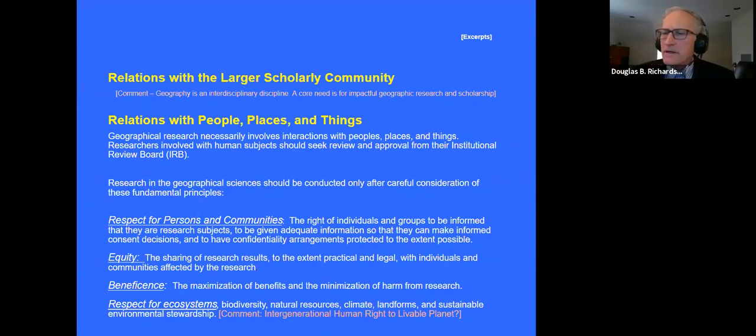Our guidelines here also go on to state that research in the geographical sciences should be conducted only after careful consideration of these fundamental principles. There are four of them here. Some are a bit repetitive, but respect for persons and communities: the right of individuals and groups to be informed that they are research subjects, to be given adequate information so that they can make informed consent decisions, and to have confidentiality arrangements to protect data, interviews, and other information to the extent possible.